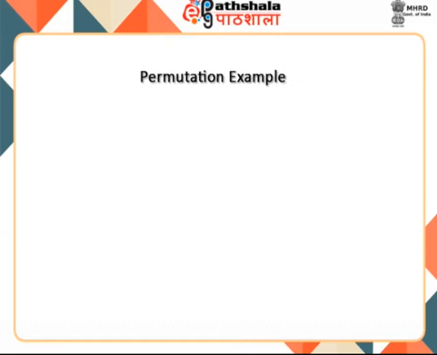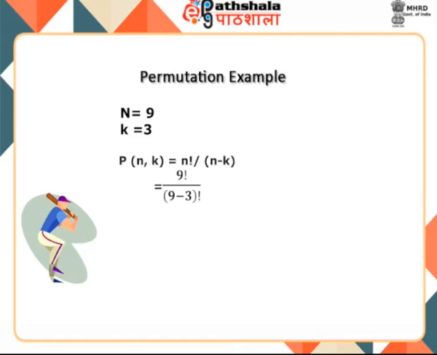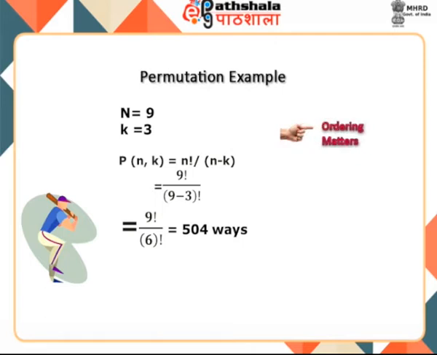Let us take an example to understand permutation. Suppose, in a baseball game, 3 players are to be selected out of 9 to play the roles of the pitcher, first base hitter, and second base hitter. The total possible ways to select 3 players is given by, substituting the values we get, the total possible ways are 504 ways.